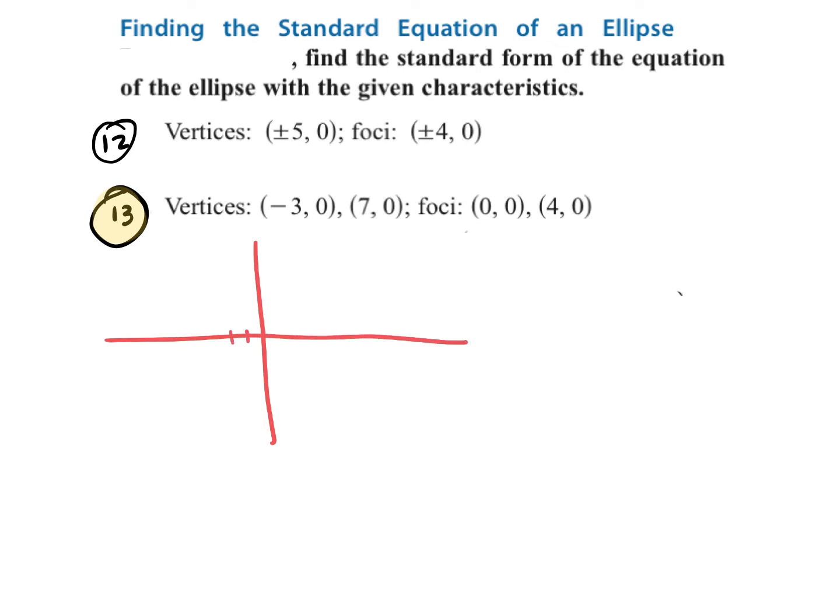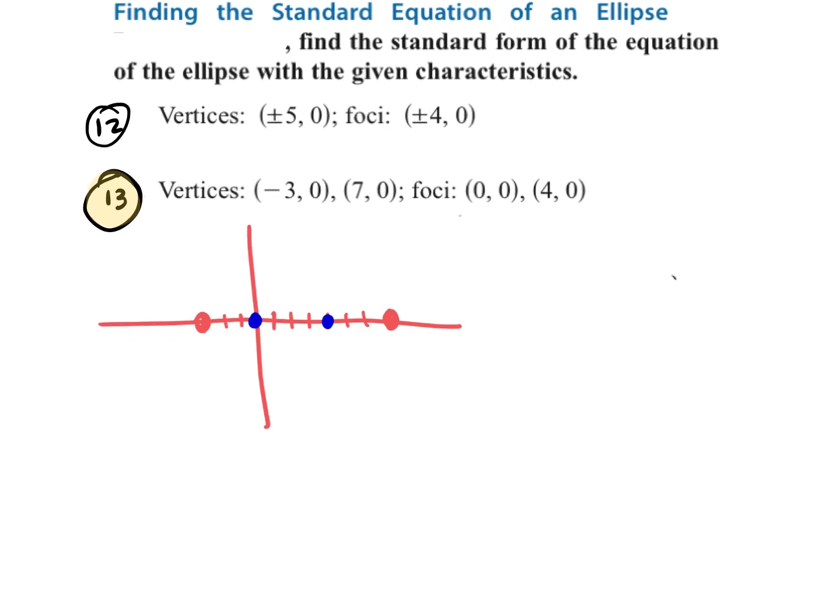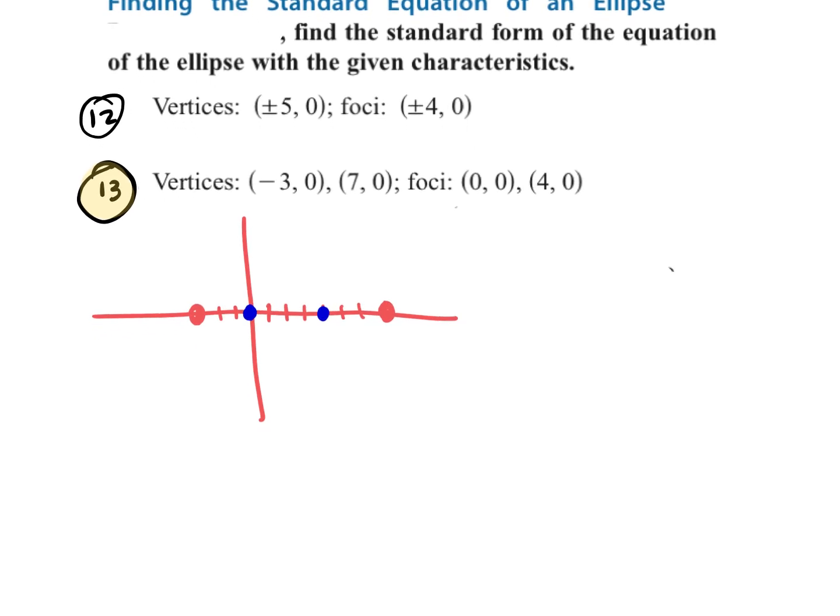So I'm going to go to the left 3, stay on 0, to the right 7, stay on 0. And I also have the foci, which is 0, 0, and 4, 0. So we know it's horizontal. So horizontal means that the a is going to go under the x squared. What's my center? It'd be 0, 2.